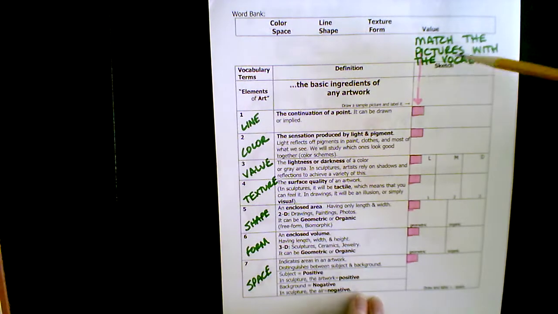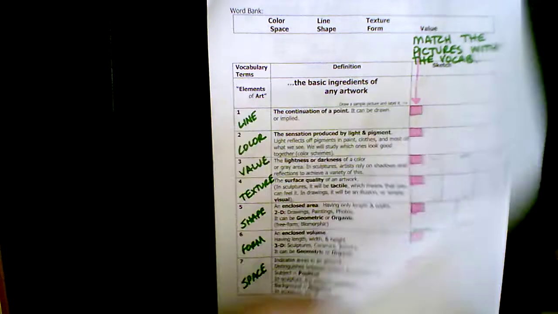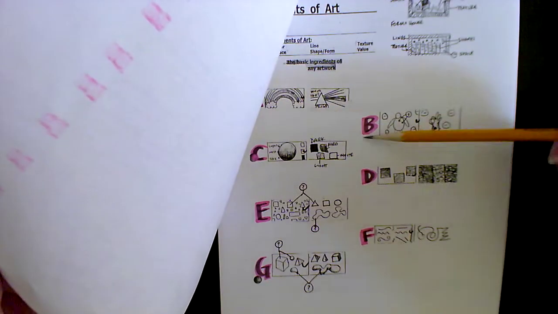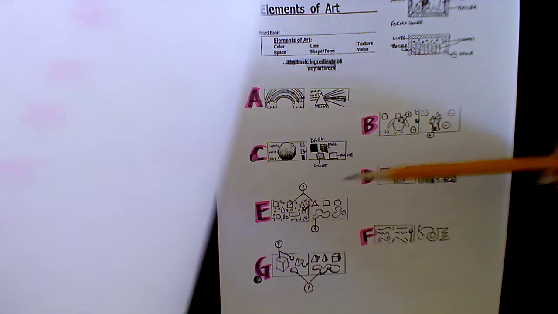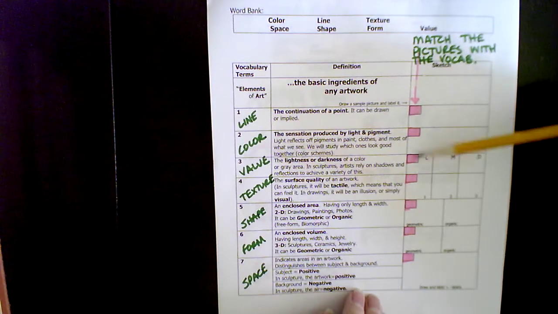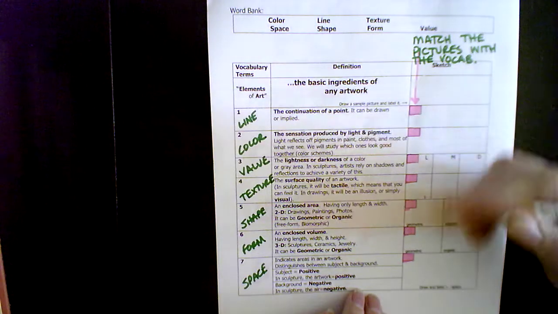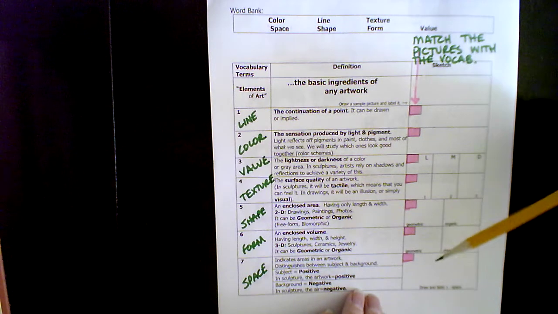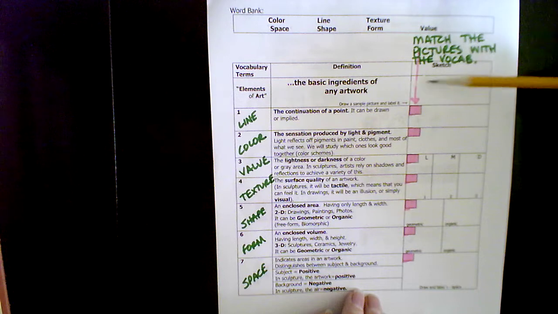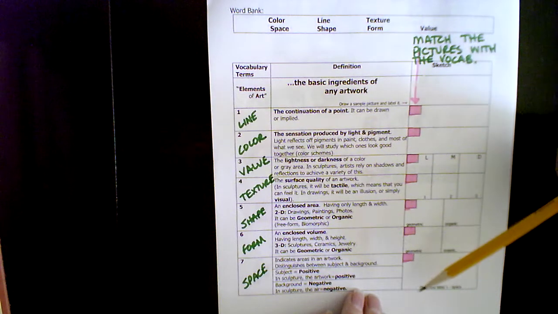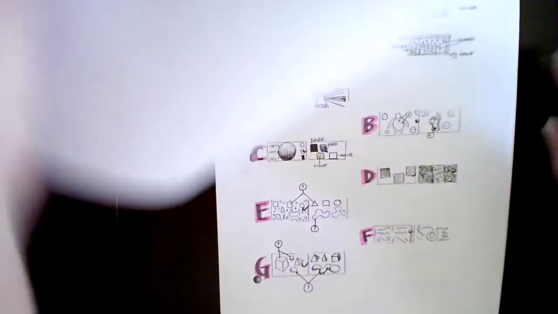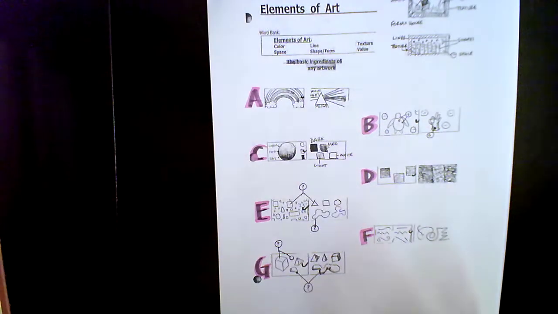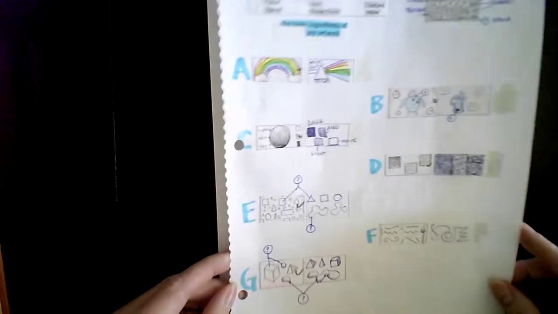Now what we're going to do is match pictures with the vocabulary. I have a group of pictures here, and they have A, B, C, D, E, F, G labeled next to them. And you're going to align those with whichever vocabulary word you think they match. Nothing goes in the top box, just the 7 pink boxes right here. So I'm going to put the better version, the colored version, right here.